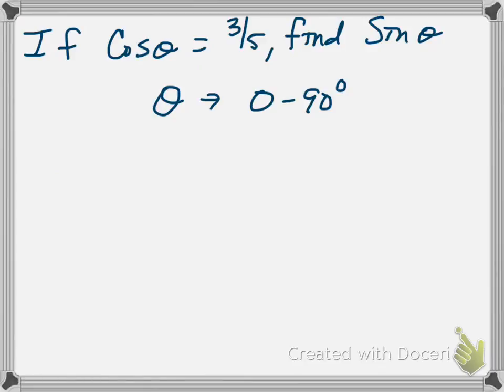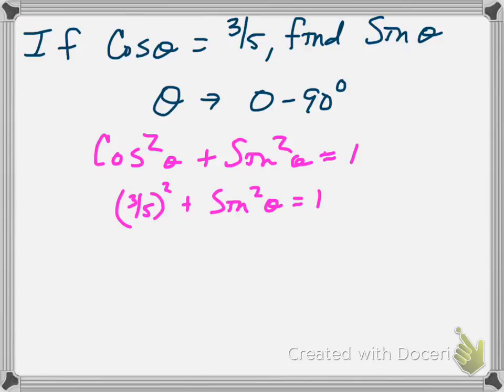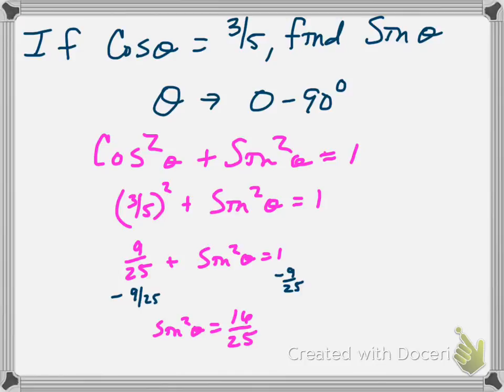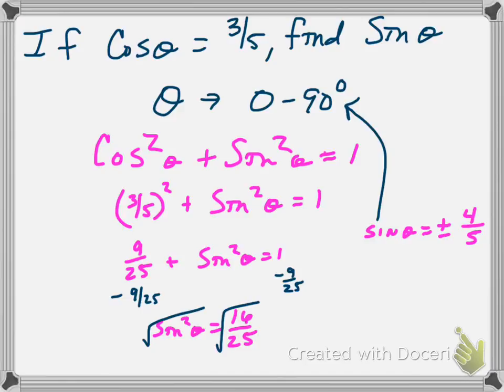This is an identity question. So we're going to use that identity. 3/5 goes in for cosine. 3/5 squared is 9/25. Subtract that to the other side. 16/25, square root, plus or minus 4/5. Since we're in the first quadrant, it is positive.